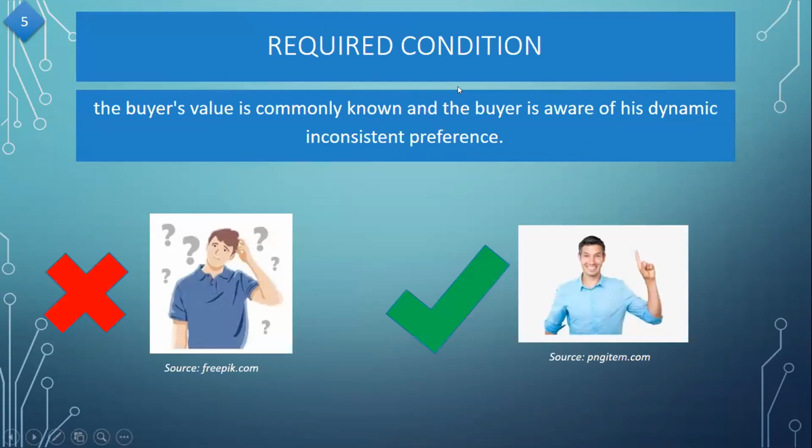And before gathering the data, I require some conditions. That is that the buyer's value is commonly known and the buyer is aware of his dynamic and consistent preference. What that means is the buyer knows what he's getting involved in. He knows the general idea of what gacha is. He's not surprised by what he's getting into. He's not surprised when he gets something bad, or when he gets something good. He expects something. I chose to do that because if the buyer doesn't know what gacha is, then I cannot take objective data.